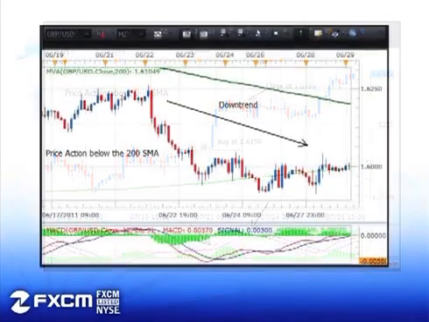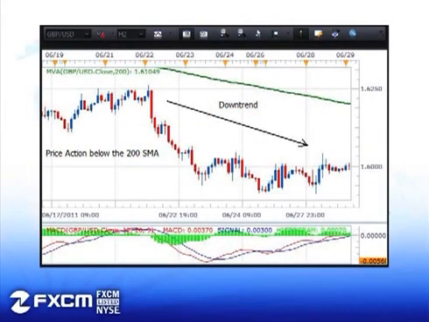Here's another in a downtrend. So we know it's a downtrend. Number one, we can see it's moving from left to right. The slope of our line that we would draw there is to the downside. Price action is below the 200 period moving average.